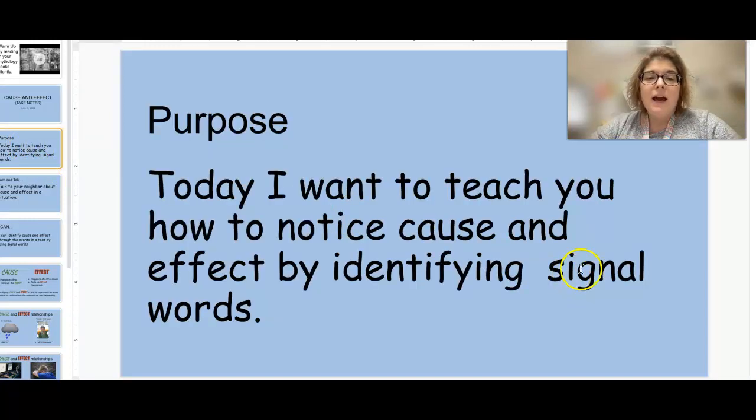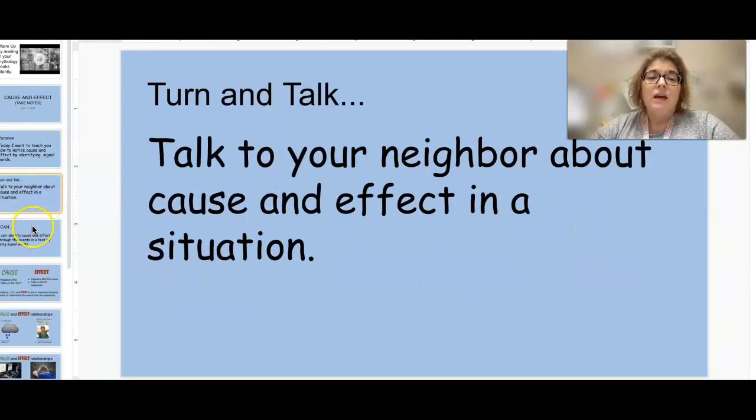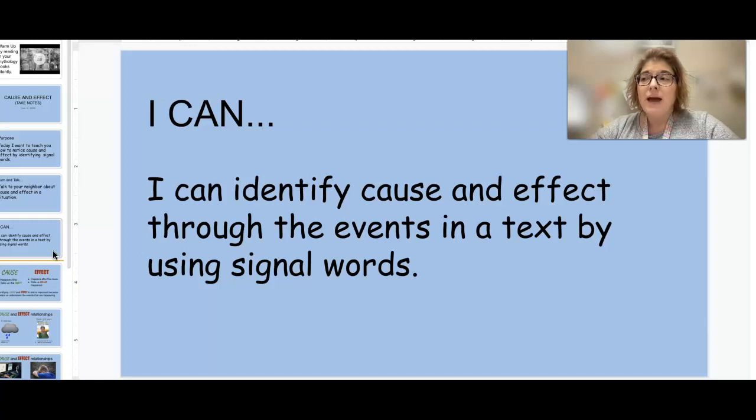So today I want to teach you how to notice cause and effects by identifying signal words. We're going to talk about signal words, and I do have a sheet for you to glue in your notebook. I'm sorry it's blurry, but I do have a sheet for you to glue in the notebook, so you'll have those examples, okay? But when you're doing your exit ticket, I'm sorry, but you're just going to have to flip back and forth. So I can identify cause and effect through the events in a text by using signal words.